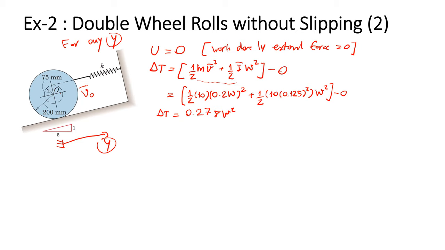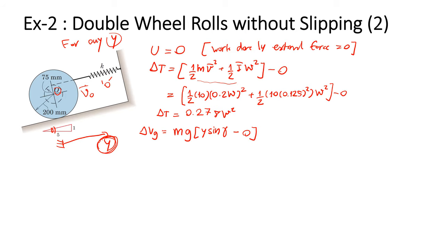How about the gravitational potential energy, delta Vg? The gravitational potential energy is equal to mass multiplied by g and multiplied by the change in the height. So if the center changes from O to O prime and travels by y, the height will change by y sine gamma. Gamma is the angle of the slope. And initial height at datum is zero.